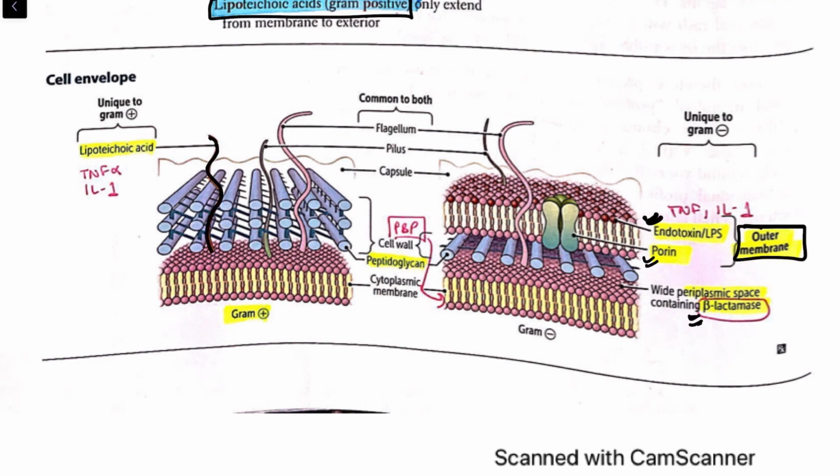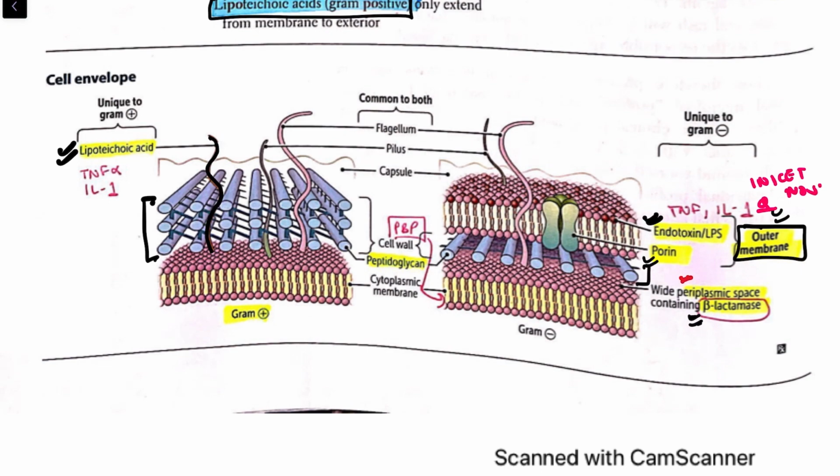Okay, so how will you identify? First, the gram-positive will have a thicker peptidoglycan layer, while it will be thin in gram-negative bacteria. Then in gram-positive, the additional structure is lipoteichoic acid, while in gram-negative, the unique structures are the outer membrane containing the endotoxins. Right? This question was asked in NEET November. And the other unique structure is the wide periplasmic space.